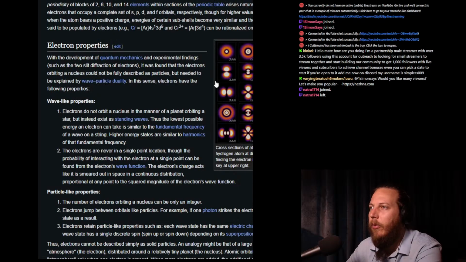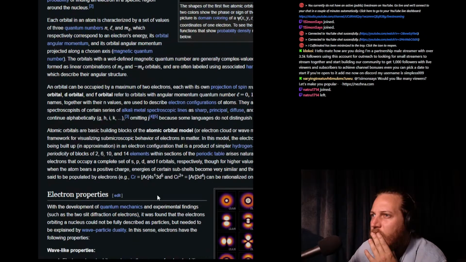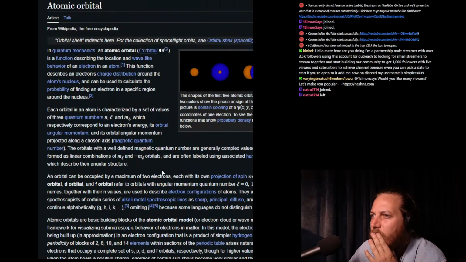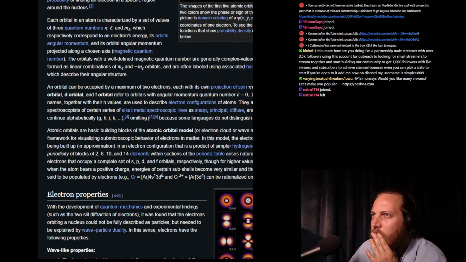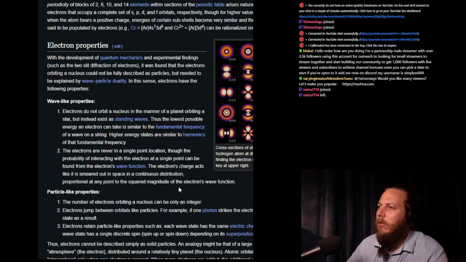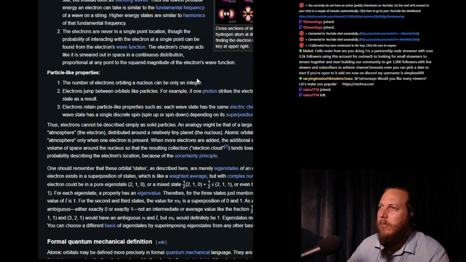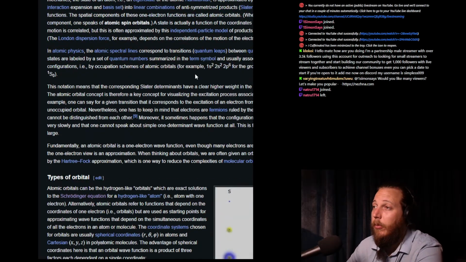Probability density plots. Okay, now I didn't take enough physics to really understand what I'm looking at here. Should have taken more physics.